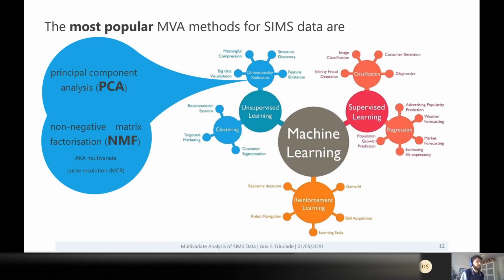And then nowadays we have this whole machine learning field, and these methods fit in this subcategory called dimensionality reduction, which is part of unsupervised learning. So we don't input anything into the data, we just process it and get the patterns out of it by reducing the dimensionality. So both PCA and NMF will be in this category.